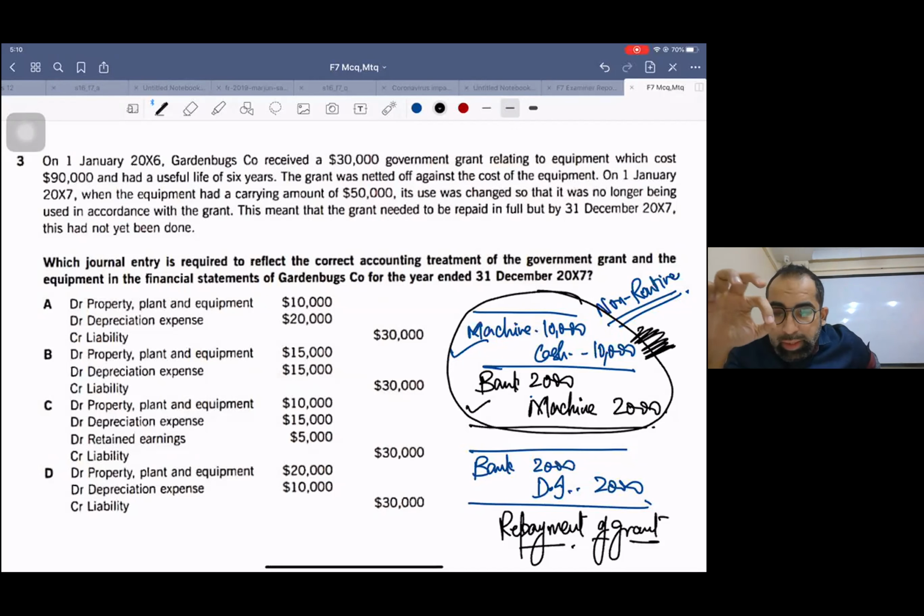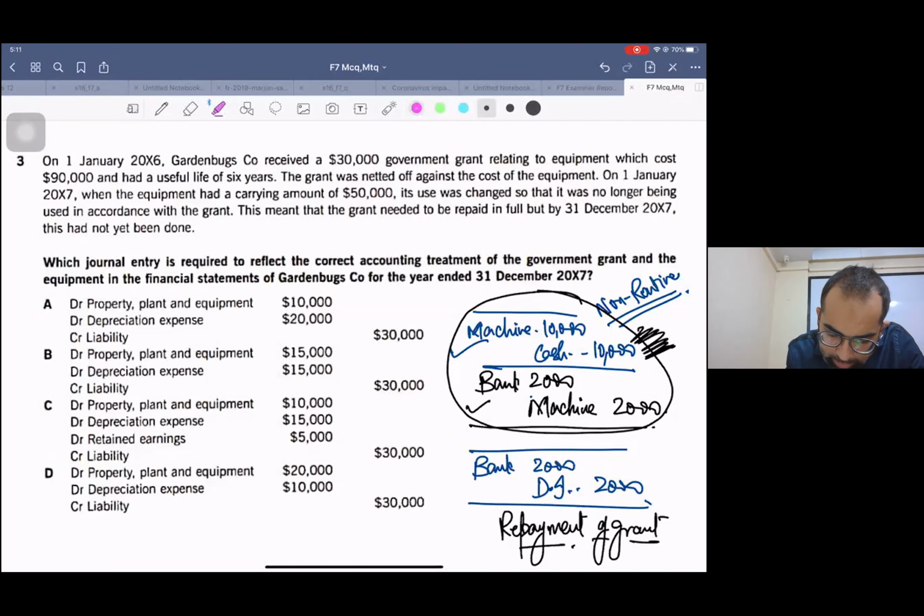I'll change the screen to write something. It's better you take a picture of this question so that you have it with you. Now let me read the date. The date is 1st of January X6. This date the story starts. G company received 30,000, the amount of grant relating to equipment. The grant is related to an asset, the actual cost of the equipment is 90,000 and it had a useful life of 6 years. Now, the grant was netted off. See what approach they use, netted off.